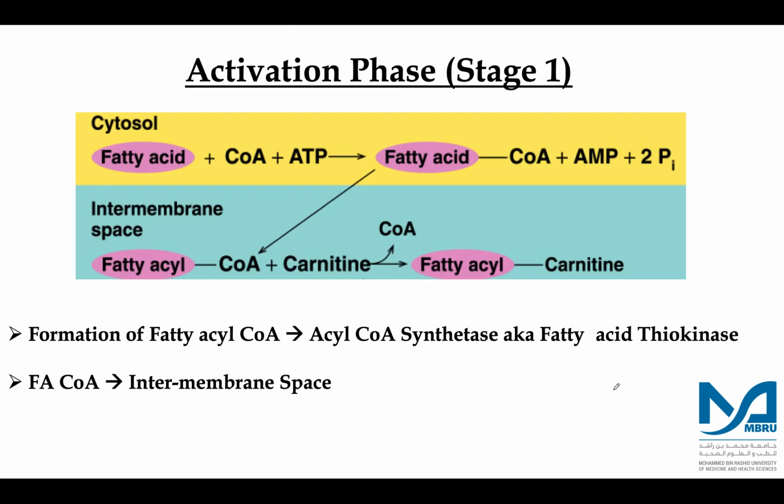Now, before I start with the activation phase, you need to note down a couple of things. First, the site for beta oxidation is the mitochondrial matrix. Therefore, cells that lack mitochondria will not be able to pursue beta oxidation. For example, red blood cells or erythrocytes cannot metabolize fatty acids because they do not contain mitochondria.